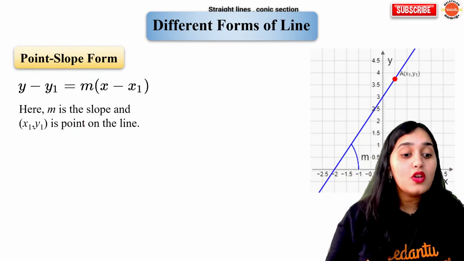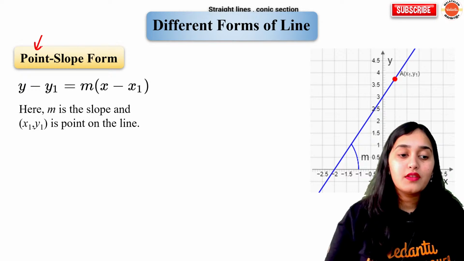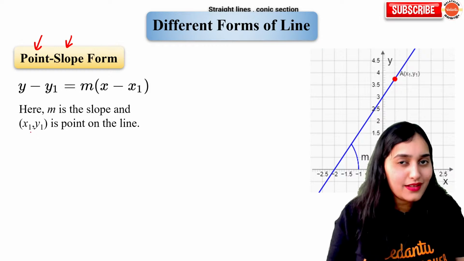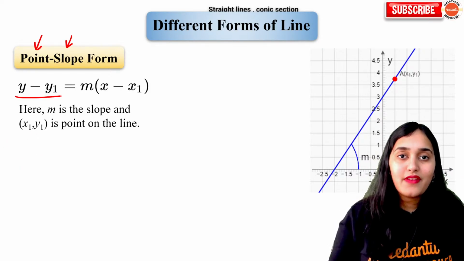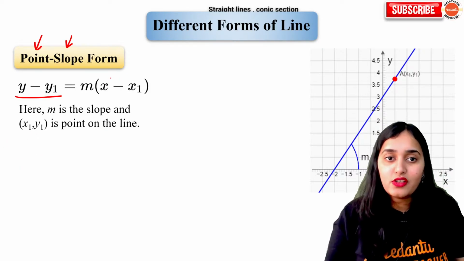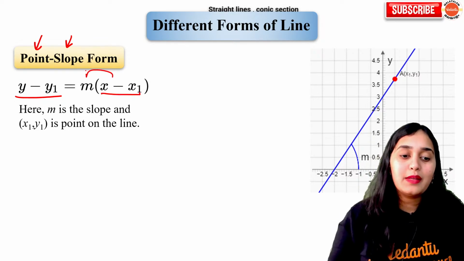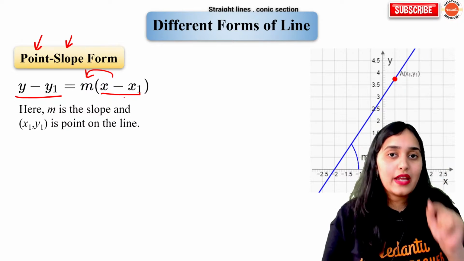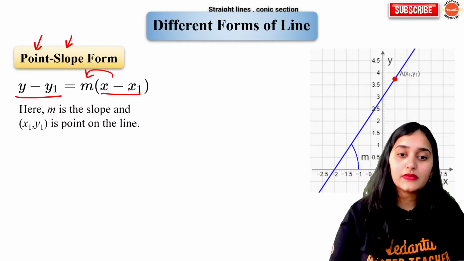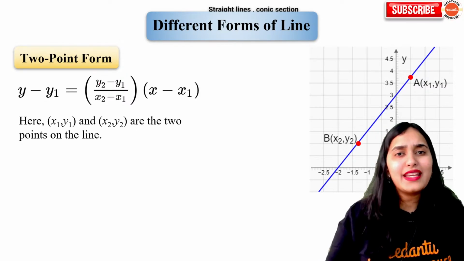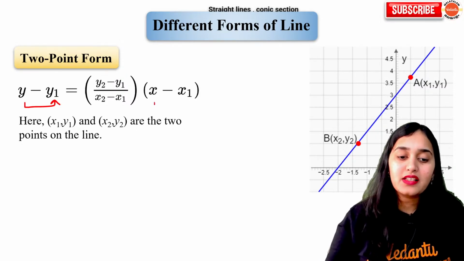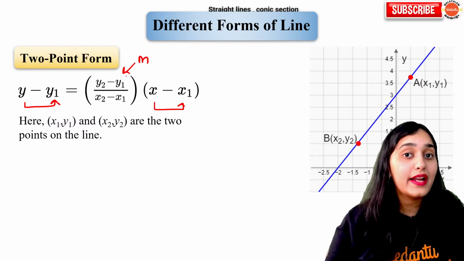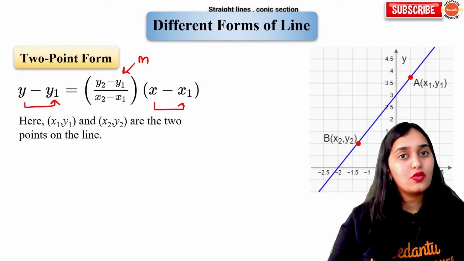Next, point slope form. Suppose you have 1 point and the slope. How will you find the equation of the line? y minus y1 is equal to slope into (x minus x1). Next, the 2-point form is the same, y minus y1 and x minus x1, but instead of m you have the slope, which is found by (y2 minus y1) upon (x2 minus x1).